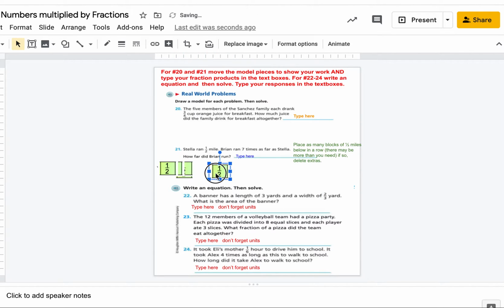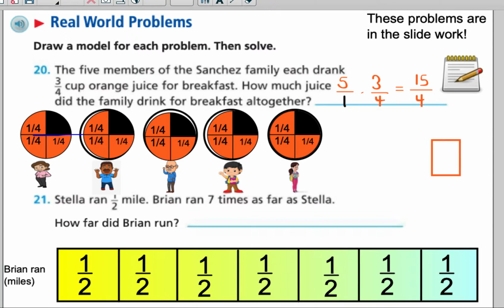Now, on this problem, what I did was I also, on the slide for today's work, you can actually move these pieces like I'm about to do now. They're already on the slide page. And so that's how you can use a model for number 21. So let's go ahead and show you what I mean by that.